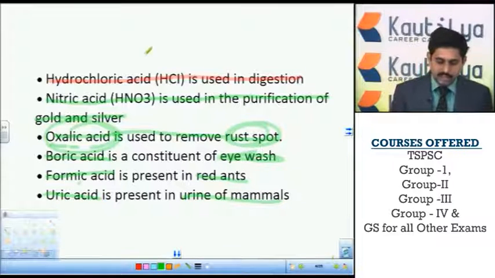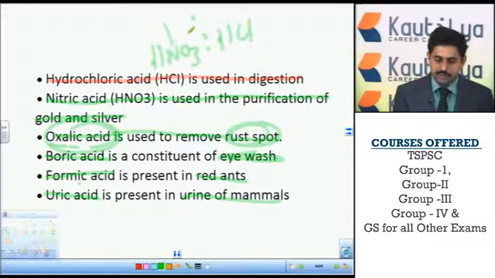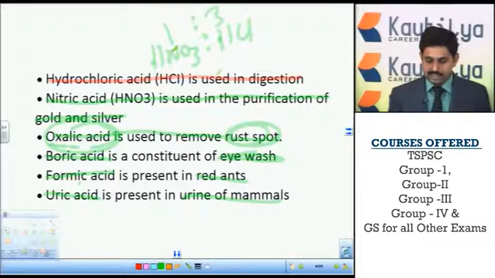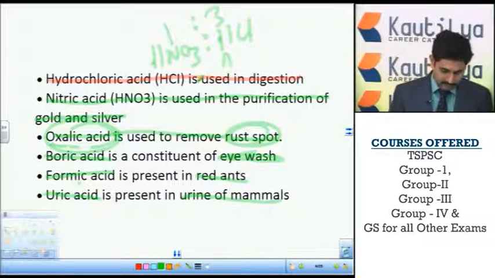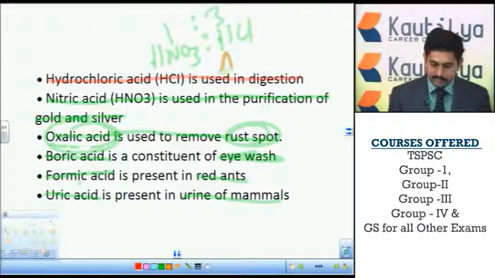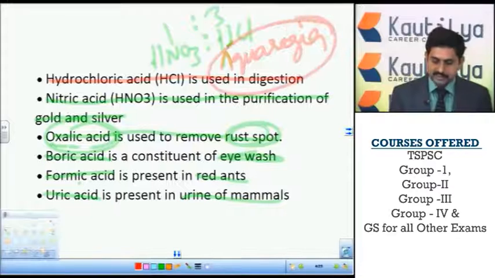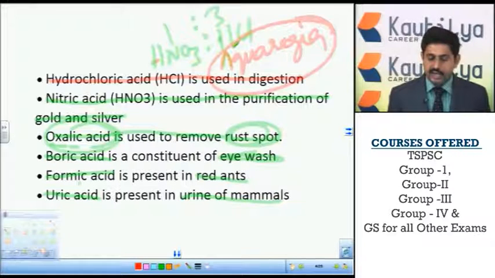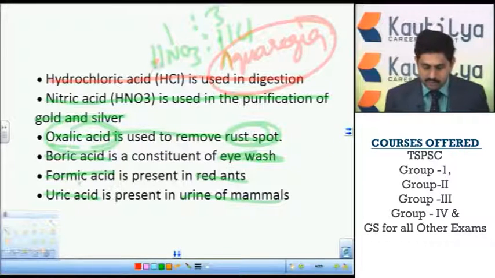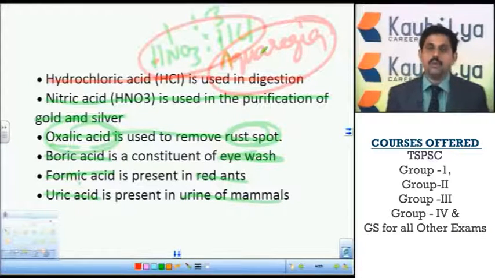Next, one more thing, that is HNO3 and HCl. The ratio, that is 1:3 ratio. This is called aqua regia. So this aqua regia, that is nitric acid and HCl, these are in the ratio of 1:3. This is useful for dissolving the gold. Right, any metals can be dissolved by using this combination.